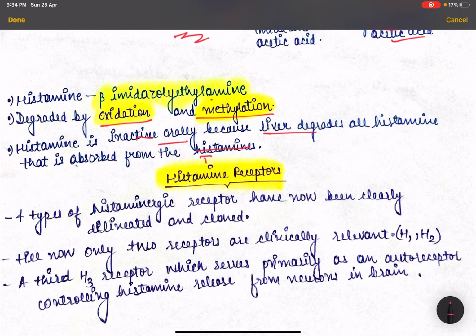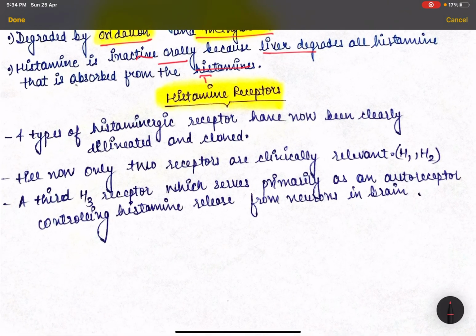Now we will be discussing histamine receptors. Four types of histaminergic receptors have now been clearly cloned, and they are classified kind of like alpha and beta adrenergic receptors. H1 and H2 receptors were found first. Till now only two receptors are clinically relevant, one is H1 and one is H2. A third, H3 receptor, serves primarily as an autoreceptor, controlling histamine release from neurons.